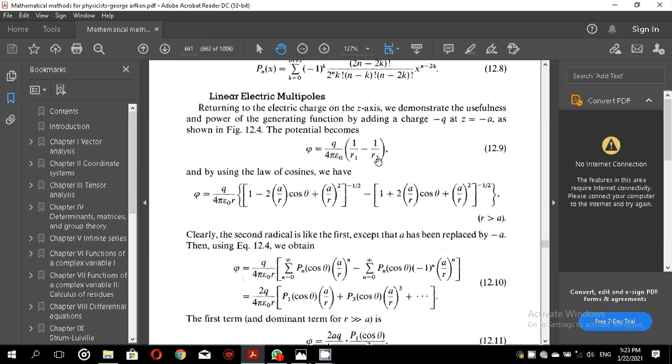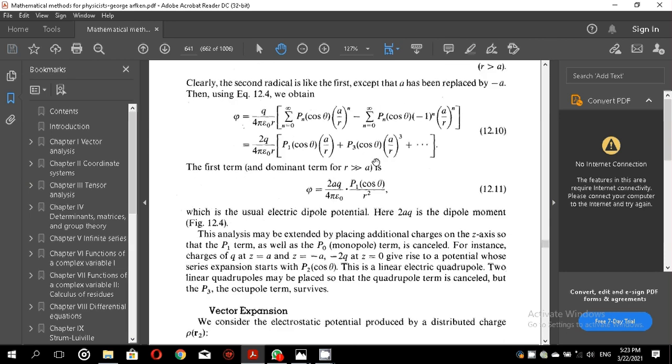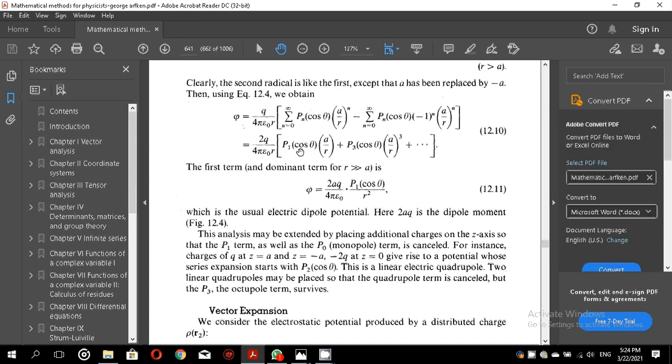Okay, 1 over r1 minus 1 over r2 as calculated by applying the generating function to the present situation, and you will see very easily from the detail given at page 9 and 10 of my notes. You will easily derive this expression 12.10, that phi is 2q over 4 pi epsilon naught into r multiplied by p1 cos theta a over r plus p3 cos theta a over r cube, and so on.